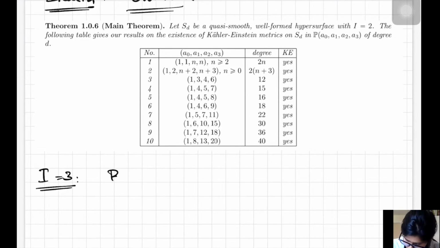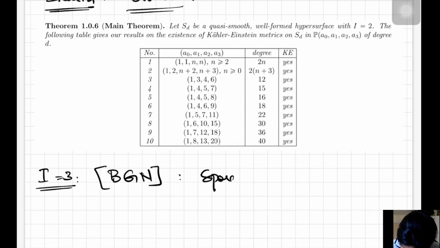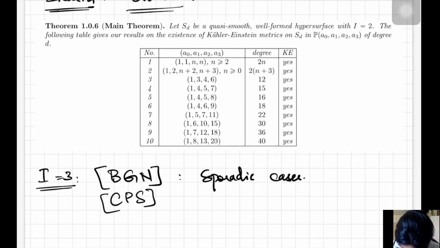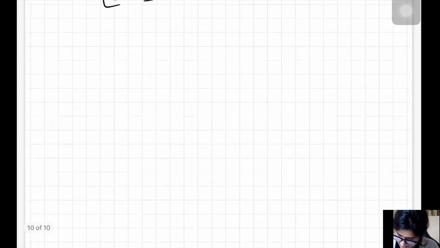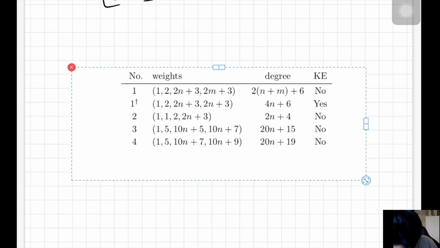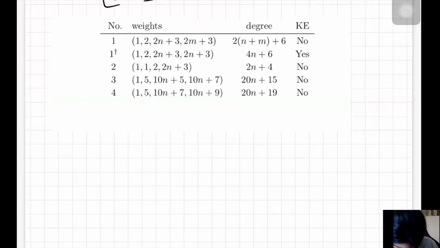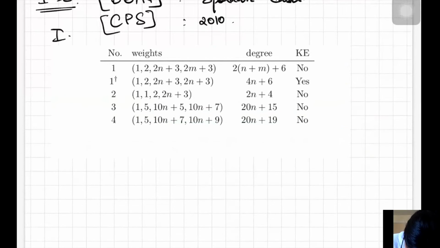So again, Boyer, Galicki, Nakamaye had already done it for many of the sporadic cases. And it was also done by Cheltsov, Park, Shramov in 2010 later. So with whatever was remaining, we managed to prove the existence or the non-existence. So let me again give you just the results. This was again our work. So this is index 3, our work.